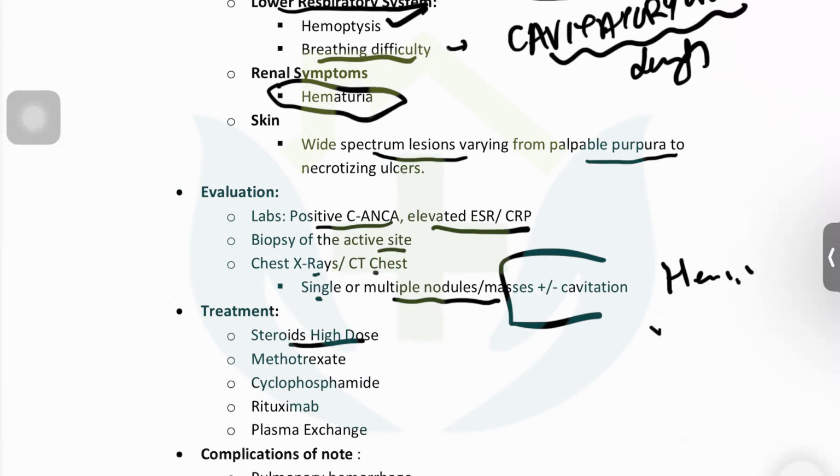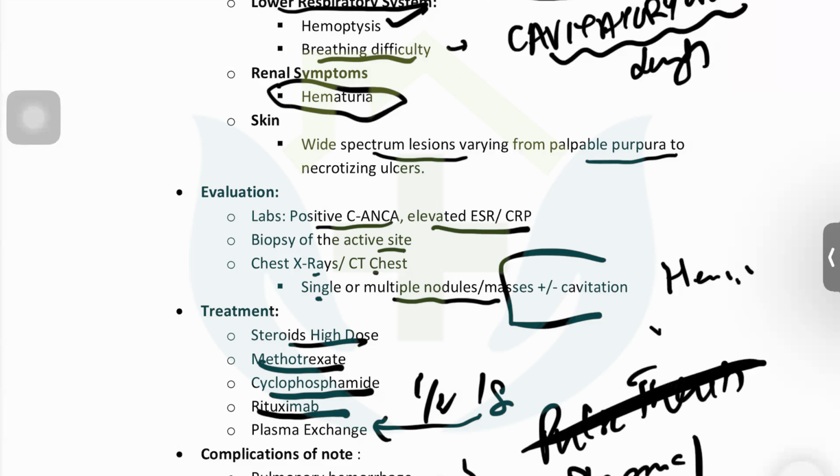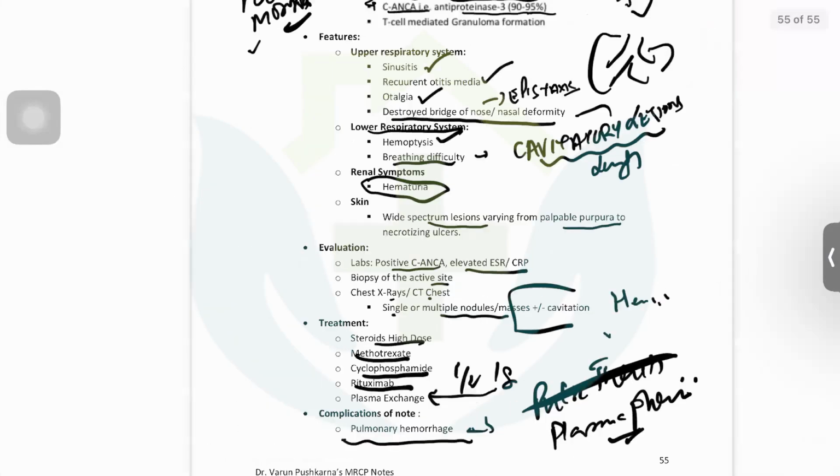Treatment is steroids, methotrexate, cyclophosphamide, rituximab, IVIG, followed by plasma exchange therapy. Complications of note are pulmonary hemorrhage and death, and you need to give them pulse therapy with steroids. And if the patient has pulmonary hemorrhage, the treatment is plasmapheresis. Is that okay? All right.